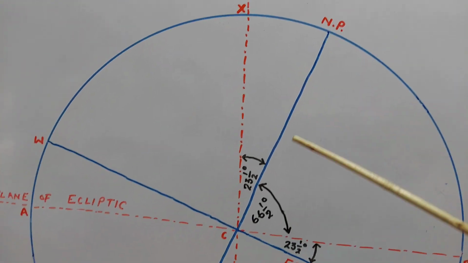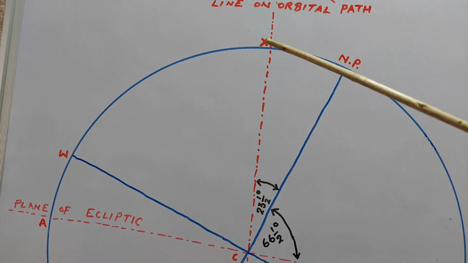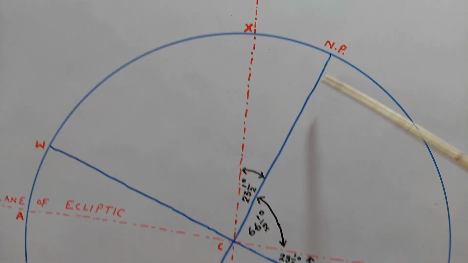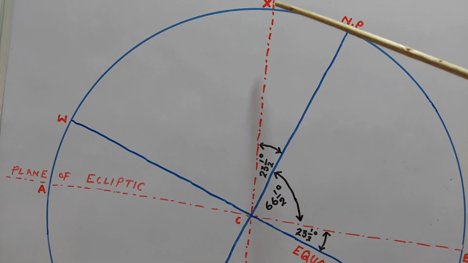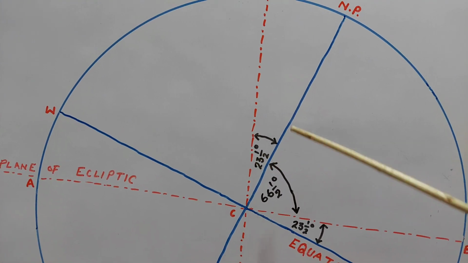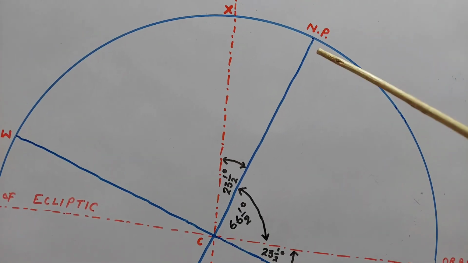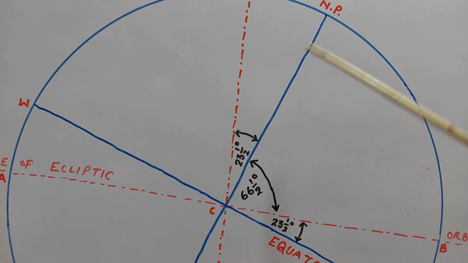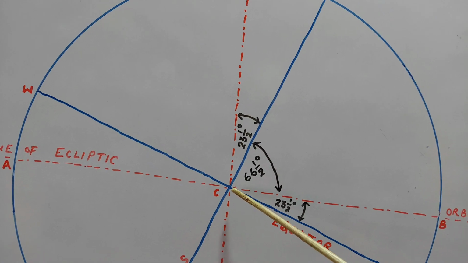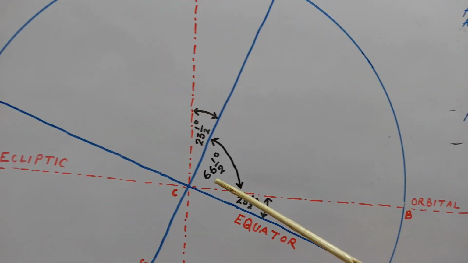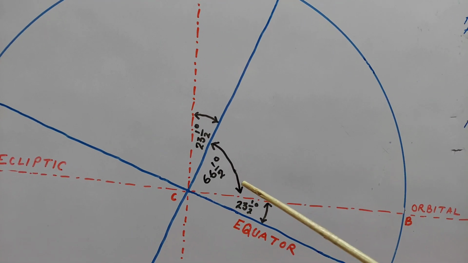The earth is inclined 23.5 degrees on the one hand from the axis to the center of the earth and the perpendicular, and the earth is also inclined from the north pole to the center of the earth, and the orbital path is also inclined at 66.5 degrees.